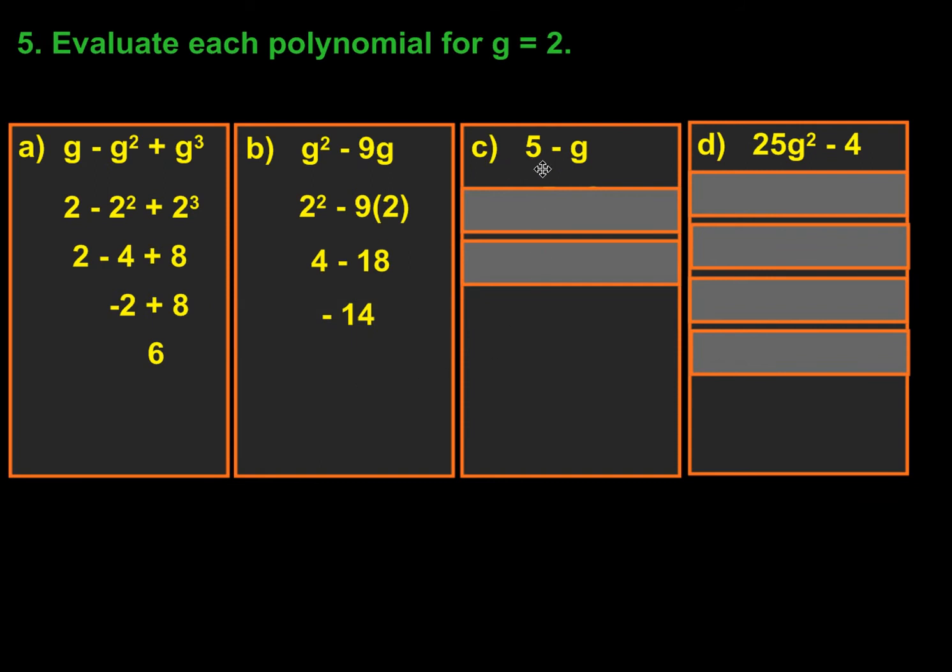For c, we have 5 minus g, pretty straightforward. 5 minus 2, then we get 3.